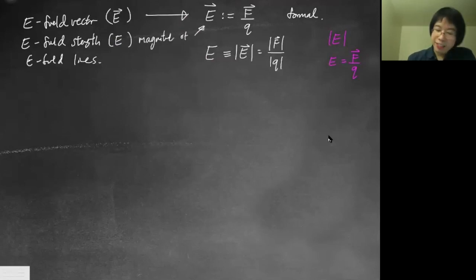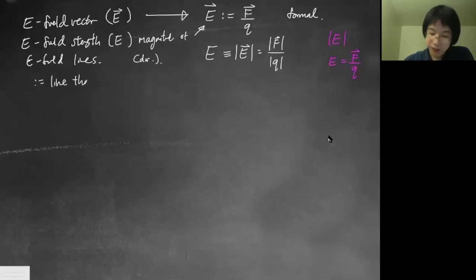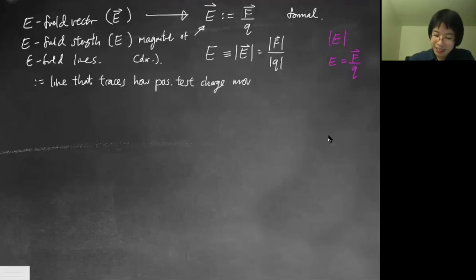Okay, electric field lines, I should explain. Electric field lines basically tell you the direction. So if the field strength tells you the magnitude, the field lines tell you the direction. These are lines that trace the motion of a positive test charge. I'll put it in simple words: that traces how a positive test charge moves. This is what electric field lines are, right? And I think it's best explained in examples.